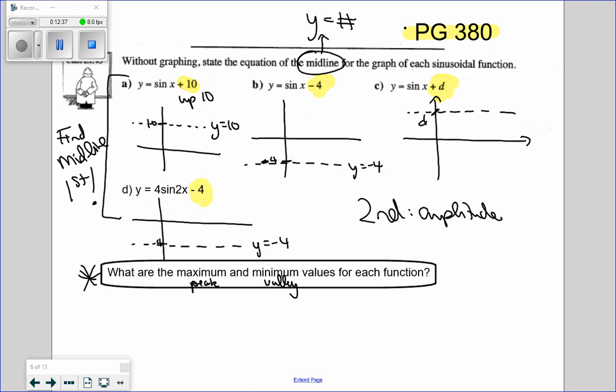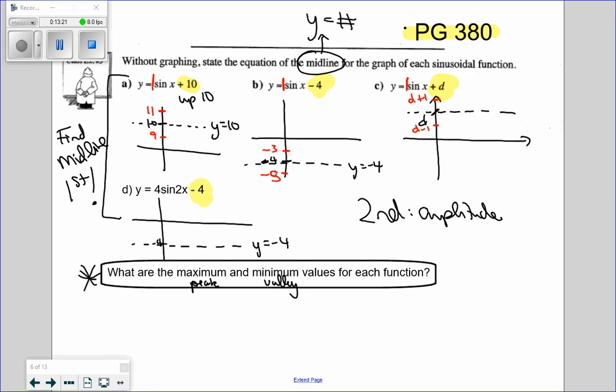Now on all of these, I kept the amplitude the same. What number is in front of each one of these? 1, 1, 1. So what that means is from your midline, you're going to go up 1, down 1. From your midline, up 1, down 1. From your midline, up 1, down 1. So d plus 1, d minus 1. Now, what does the sine graph look like?